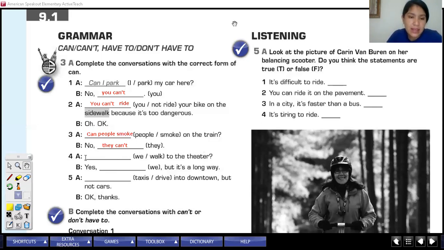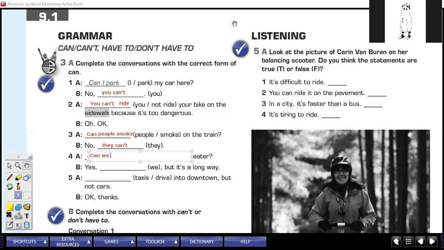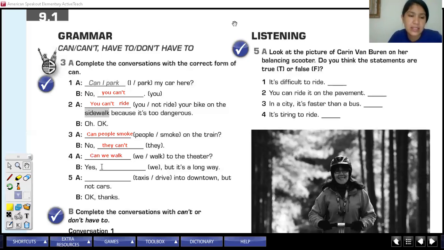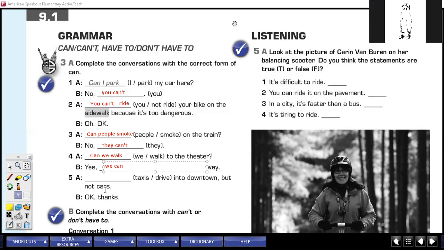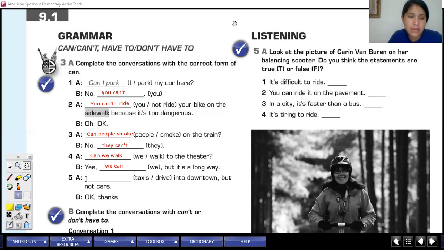Number 4, who can answer me? Can we walk to the theater? Can we walk? Very good. And the answer is? Yes, we can. Number 5, who can give me the answer to number 5? Taxis can drive into downtown, but not cars. Very good. Questions about this?